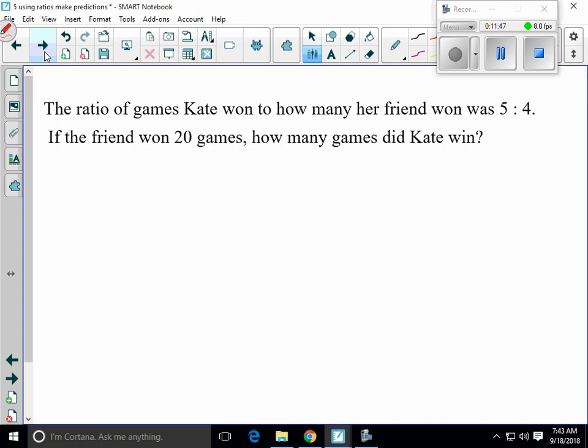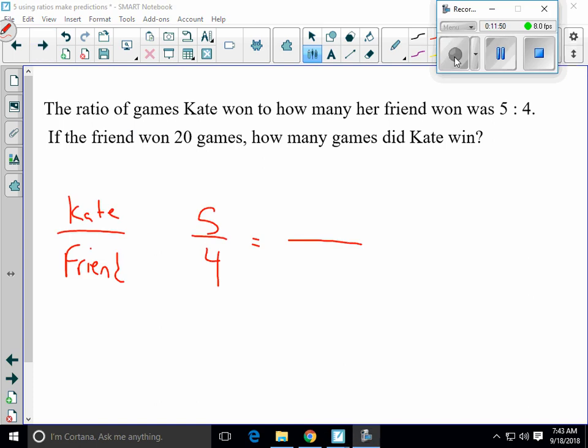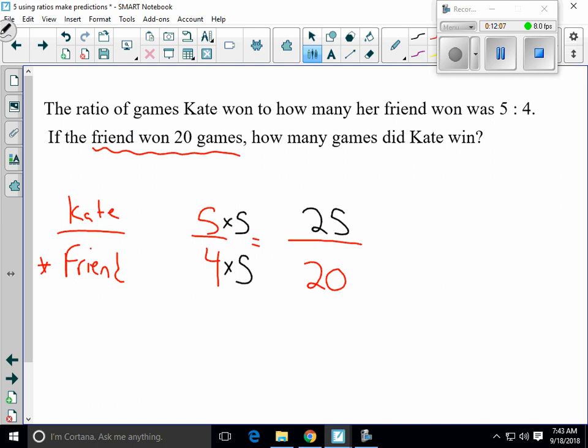Okay, one last one to try. Okay, the friend won 20. Again, I put friend as my denominator. So to make an equivalent fraction, I had to multiply this one by 5, because 4 times 5 is 20. And I got 25 games for Kate.